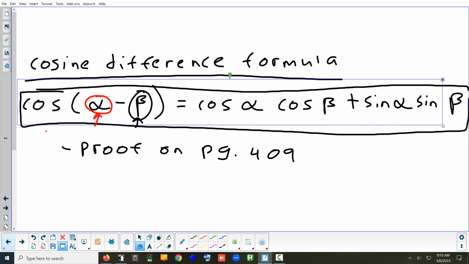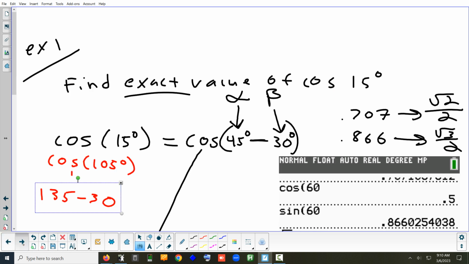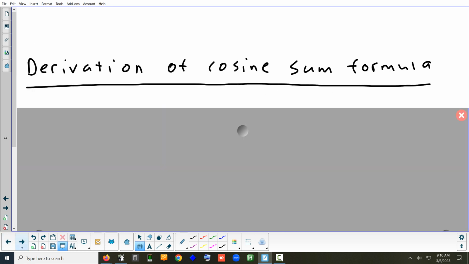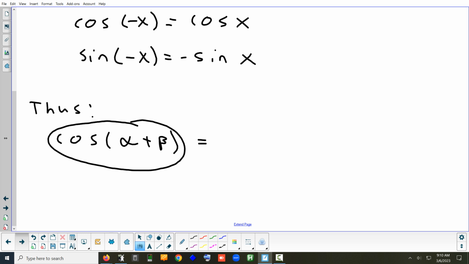All right, so now when we want to look at the cosine sum formula, there's really only one thing there that's going to change. Does anybody have a guess on the right-hand side? What would change to make this the sum instead of the difference? Yeah? Addition sign. Yeah. The only thing that's going to be different is that. So let's write it down.